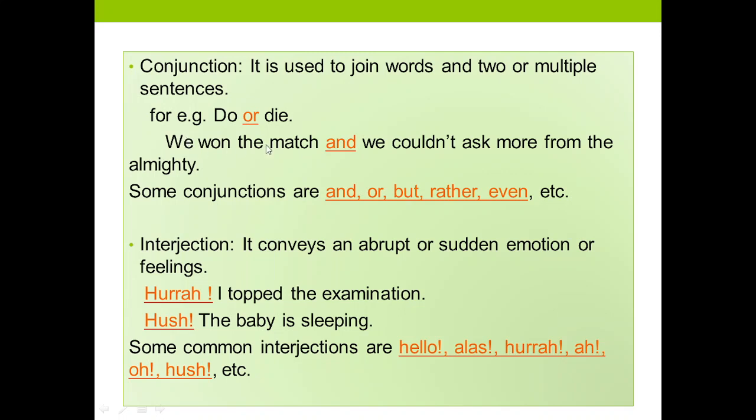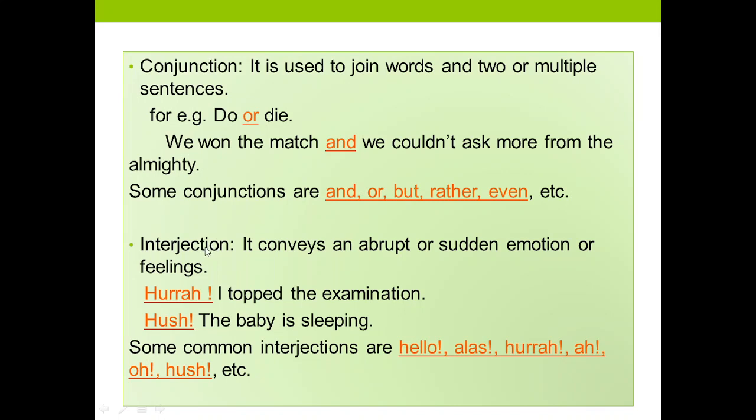Another example, we won the match and we couldn't ask more from the Almighty. So here we have two sentences. One is we won the match, another is we couldn't ask more from the Almighty. So to join these two sentences, and is being used to join both of them. Some conjunctions are and, or, but, rather, even, etc. Basically, and, or, but, they are very prominently used. They are used very widely.